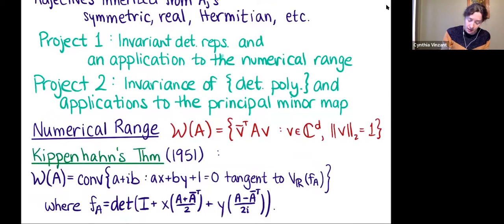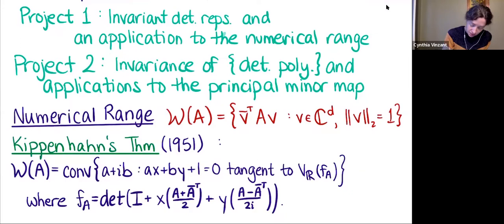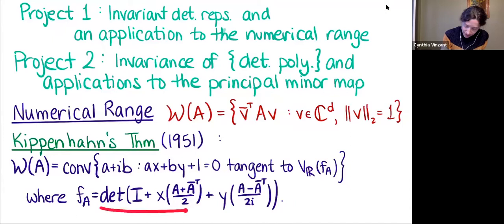One can understand the numerical range through a certain determinantal polynomial. So the following is Kippenhahn's theorem, 1951. One can write the numerical range as the convex hull of all of the complex points a plus ib, where the line with coefficients a and b is tangent to the real variety of some polynomial, namely the polynomial we get as the determinant of a linear matrix in x and y, given by the identity matrix as a constant coefficient plus x times the real part of A, A plus its conjugate transpose over 2, plus y times the imaginary part of A, A minus its conjugate transpose over 2i.